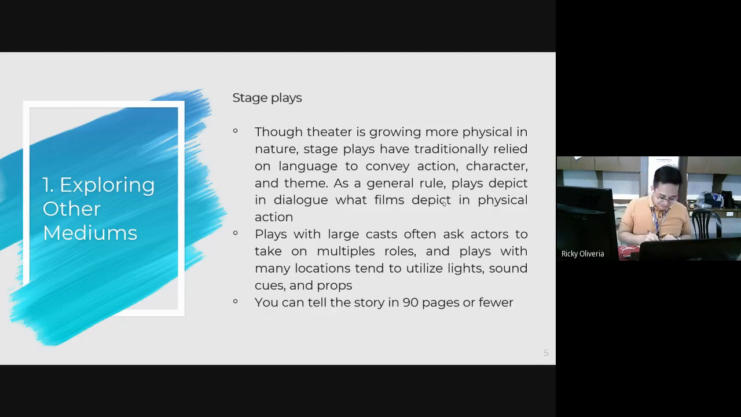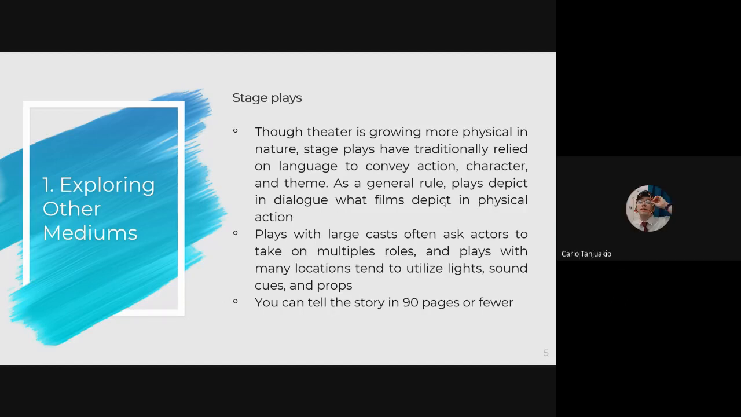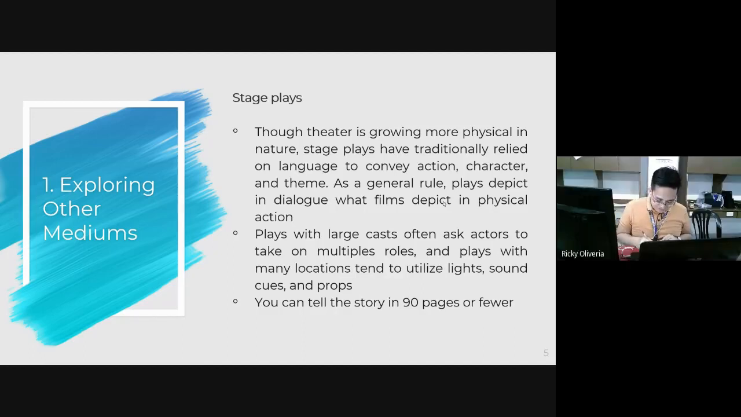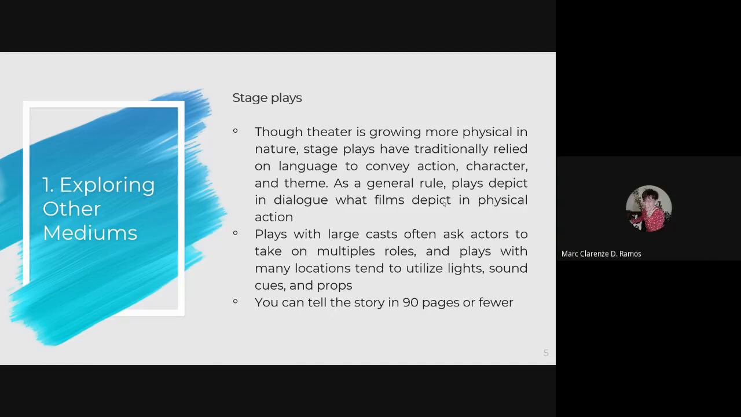Now, can you give me examples of stage play? Yung mga sikat na stage play, meron ba? Avatar po. Avatar? Okay, anymore? Kahit mga local, Romeo and Juliet ha? Adarna. O, yon, Romeo and Juliet.